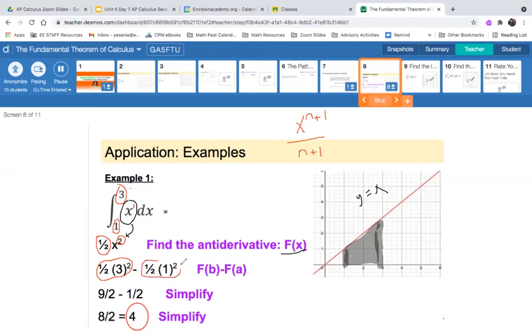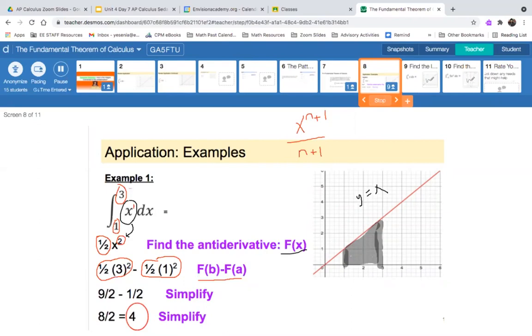Into my antiderivative formula function. That's me doing this part of the fundamental theorem. So notice that. Then what comes after that, y'all, is just simplification. So using some algebra, remembering PEMDAS, you would get 9/2 minus 1/2, which basically is 8/2. Well, hey, 8/2 is equal to 4. So the area of this trapezoid, everyone, is 4.